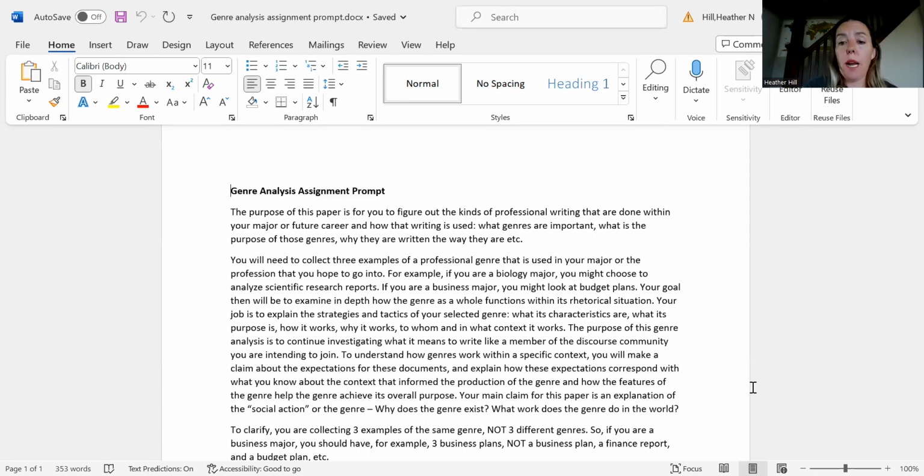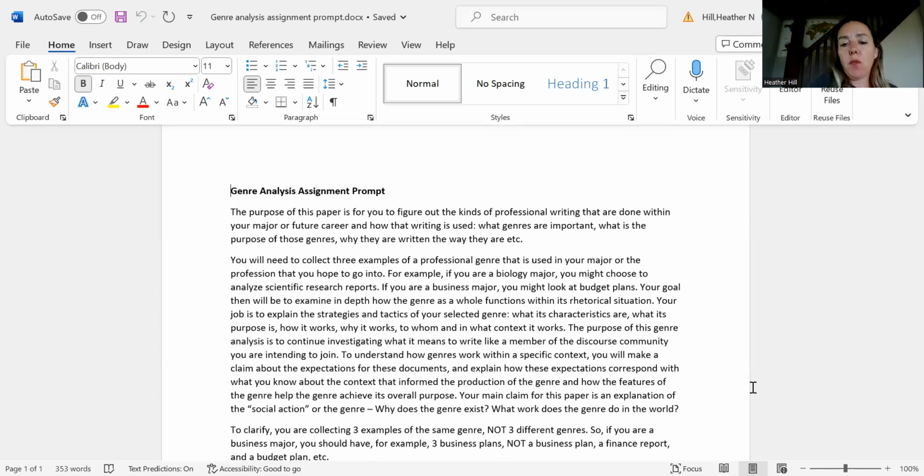For example, if you are a biology major, you might choose to analyze scientific research reports. If you are a business major, you might look at budget plans. Your goal then will be to examine in depth how the genre as a whole functions within its rhetorical situation. Your job is to explain the strategies and tactics of your selected genre, what its characteristics are, what its purpose is, how it works, why it works, to whom and in what context it works, etc. The purpose of this genre analysis is to continue investigating what it means to write like a member of the discourse community you are intending to join.